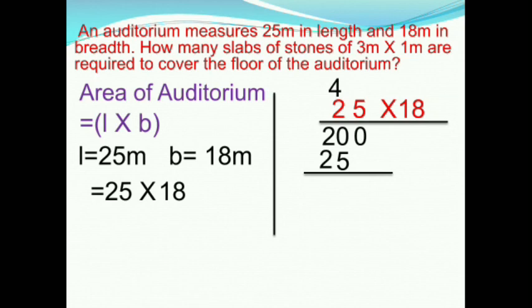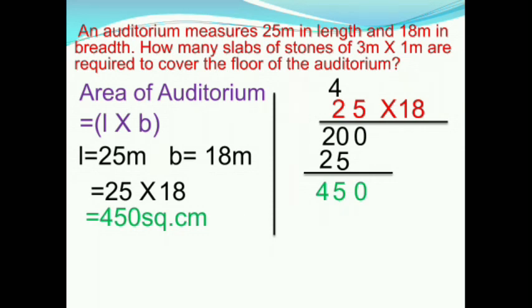First we have only 0. So we should write 0. Next we have 0 and 5. 0 plus 5, 5. Next we have 2 and 2. 2 plus 2, 4. Therefore, area of this auditorium is 450 square centimeter.